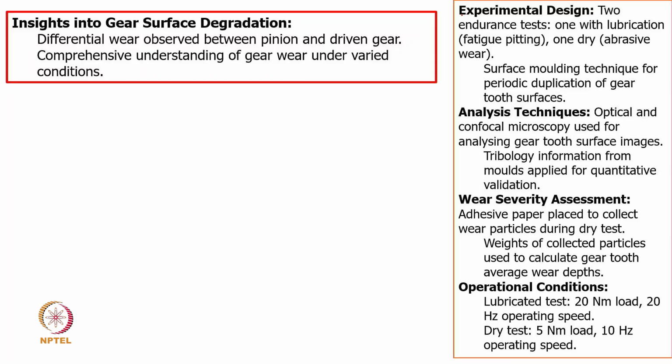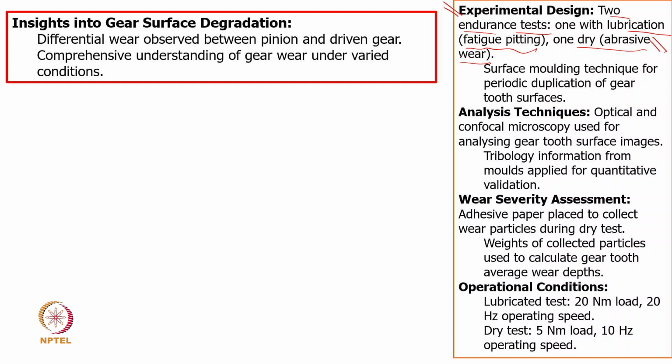Now the question comes, how do we go ahead? As I mentioned, they did two endurance tests. Endurance test means run to failure. They did two run-to-failure systems, one with lubrication where pitting was dominating, the other dry, and they found that there will be abrasive particles because of the asperities that will cause abrasive wear. That's an assumption. It could have been causing adhesive wear also, but they assumed that it is abrasive wear, and then they did the analysis on that.